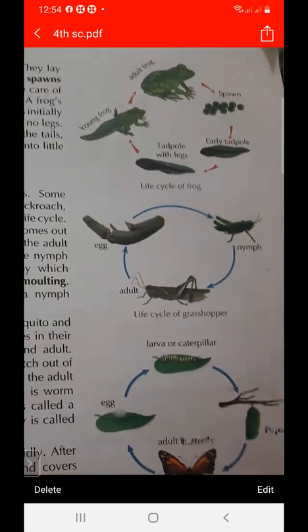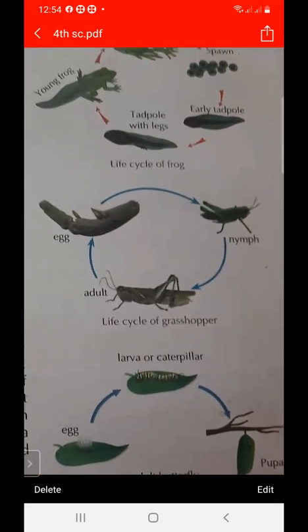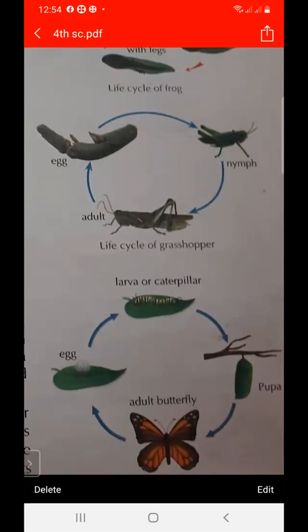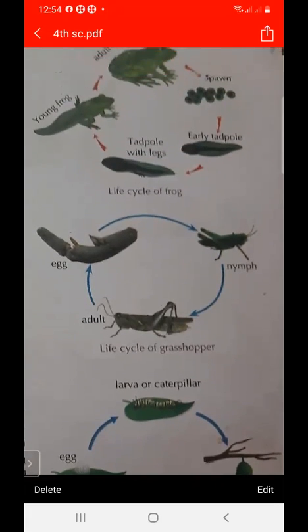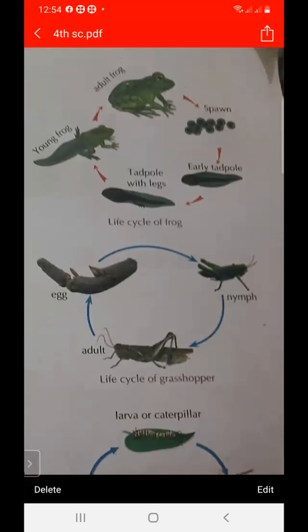The life cycle of frog contains 4 stages. The life cycle of grasshopper contains 3 stages. And the life cycle of butterfly contains 4 stages. So the insects, just like the grasshopper, have 3 stages in their life cycle. So you have to remember all three life cycles. So again, I am revising the life cycle.